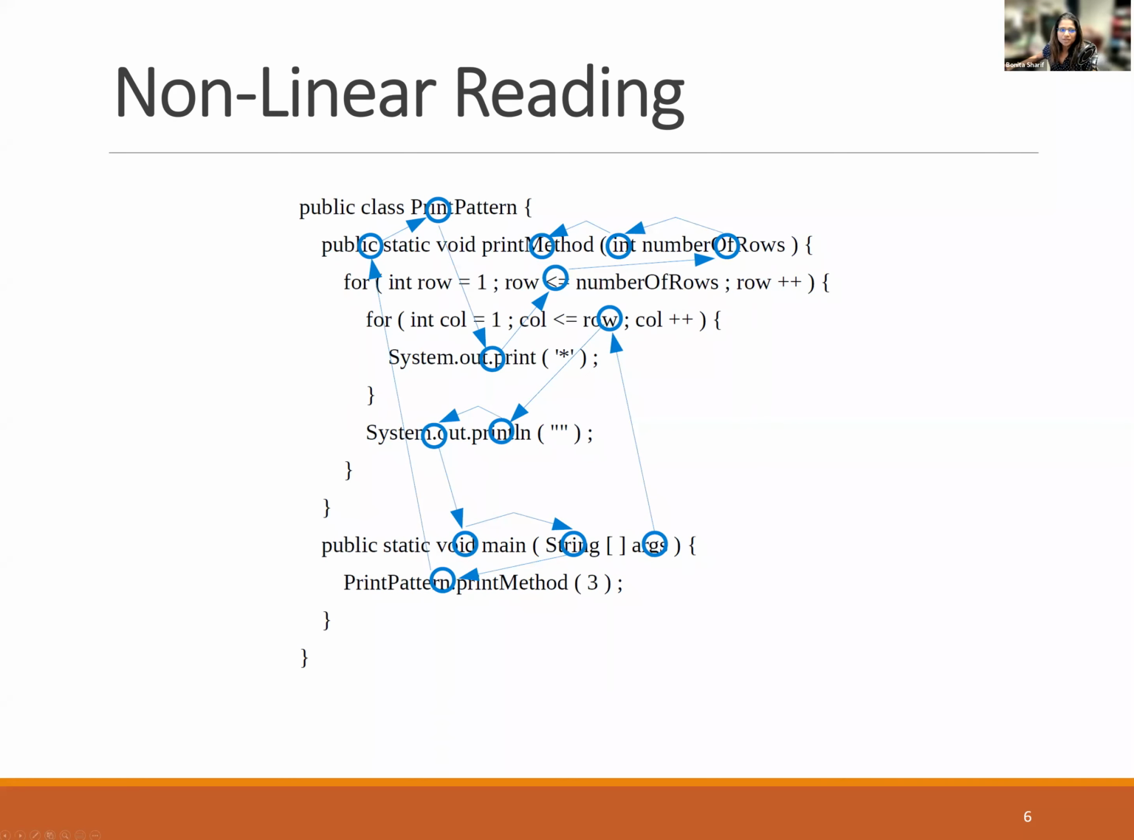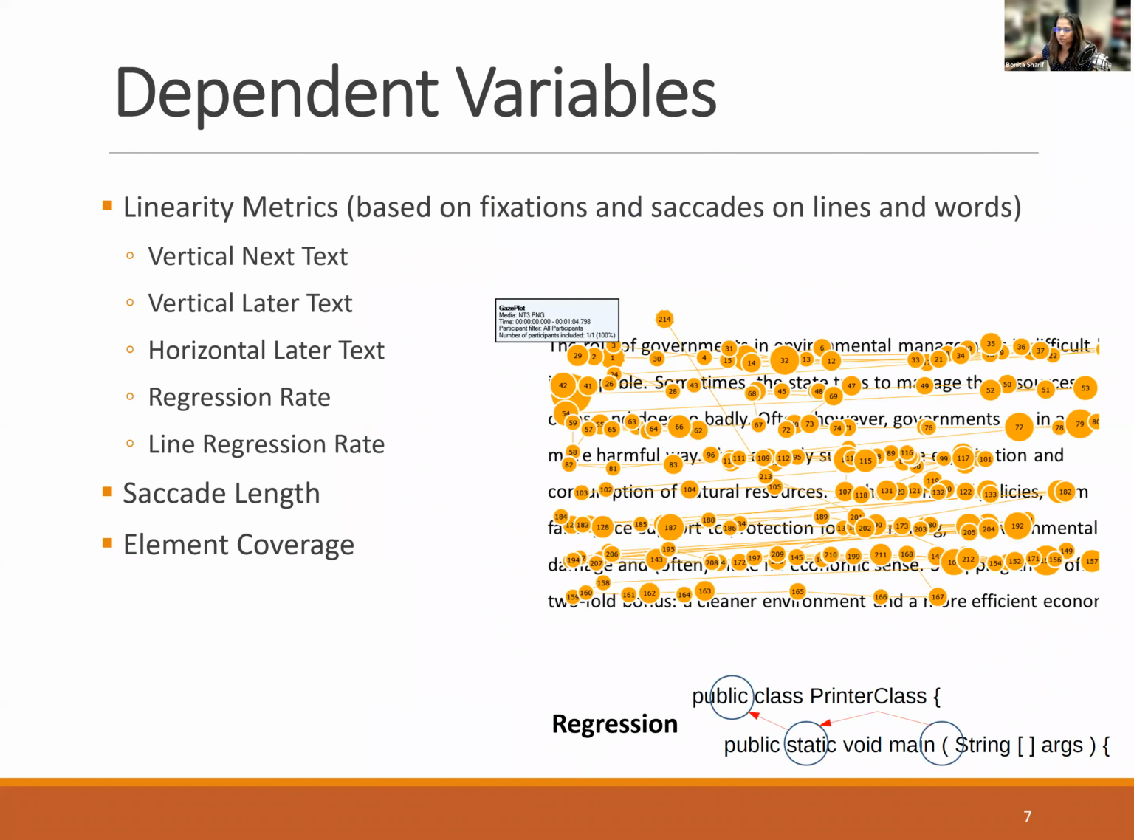So we came up with a set of variables to measure this linearity. Vertical next text is the percentage of forward saccades that stay on the same line or move one line down. Vertical later text is the percentage of forward saccades that stay on the same line or move any number of lines down. And the same thing with horizontal later text, which is the percentage of forward saccades within a line.